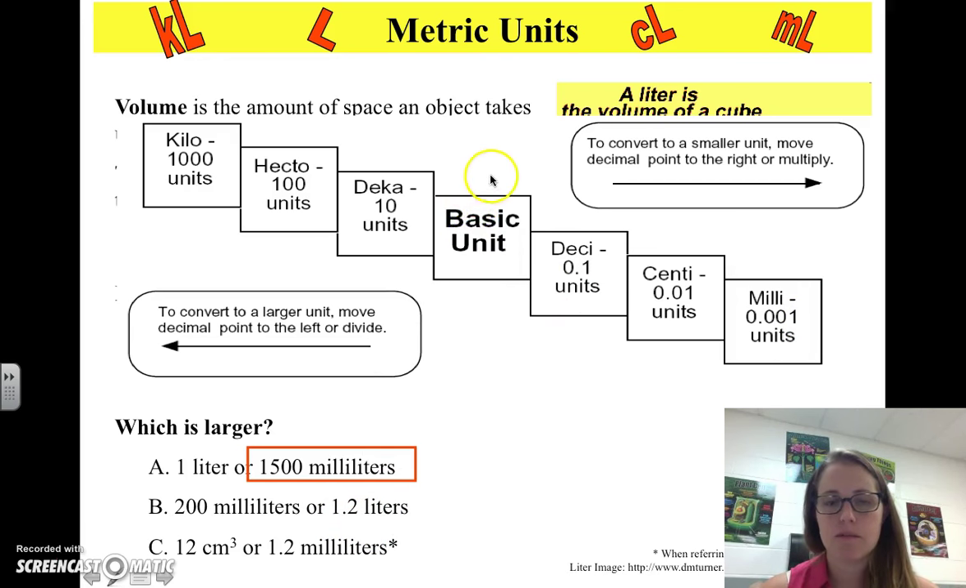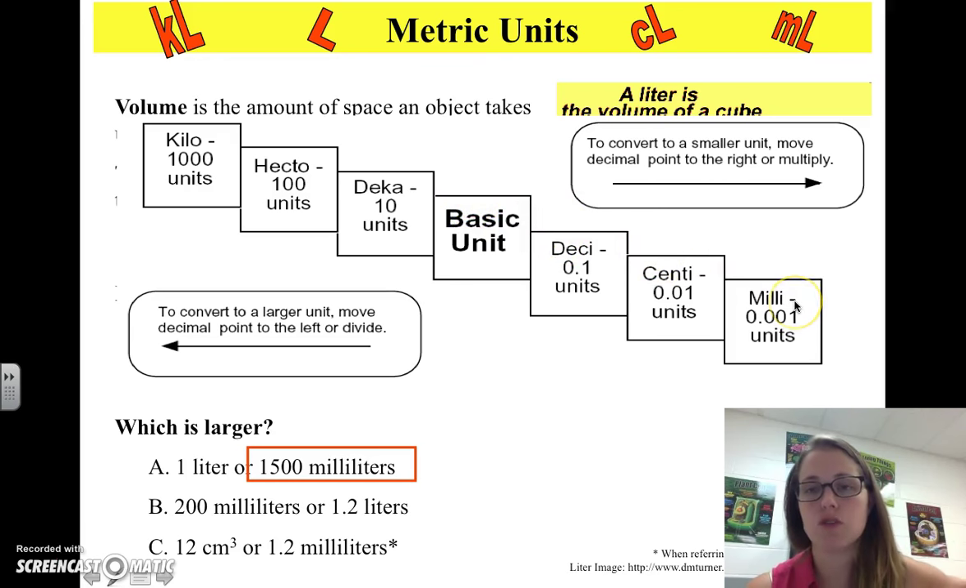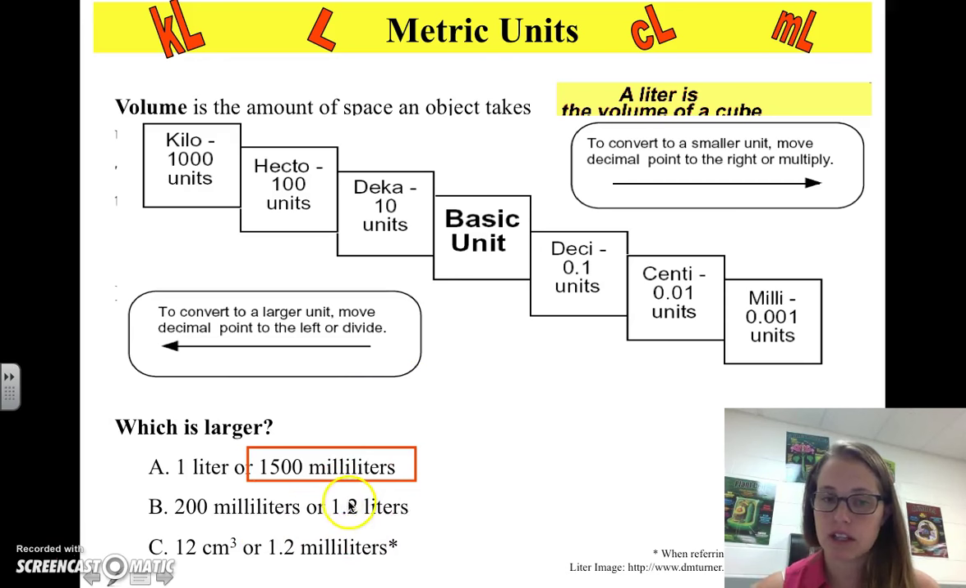Okay, and that means to get to milliliters, we need to go 1, 2, 3 bounces to the right. So that means this decimal point right here is going to move 1, 2, 3 bounces to the right, which means we're going to put 2 zeros in behind, okay, for those blank spaces. All right, and it's going to be 1,200 milliliters. So which one's bigger, 1,200 milliliters or 200 milliliters? It's going to be the 1,200 milliliters or 1.2 liters.